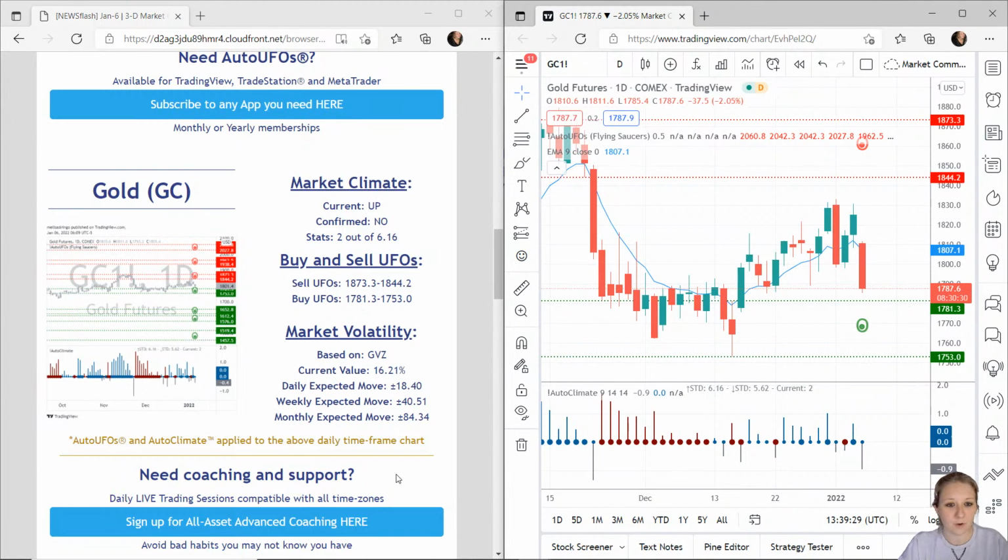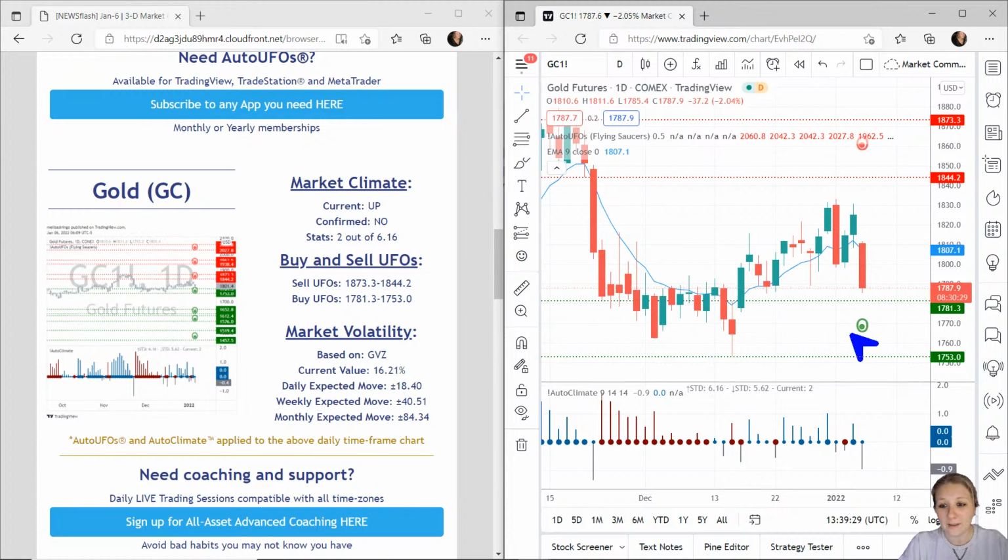Okay, so gold, we have an unconfirmed climate. We have a thin dot there on our auto climate, an unconfirmed climate. What that means is we don't have enough probability either way, so no point doing anything. If we're trading, we want to buy something and it goes up from there, or sell something and it goes down from there. If we don't have enough probability either up or down, then again it's a gamble. We're just pressing buy or sell for the sake of it. Best to keep away when we don't have clear probabilities.